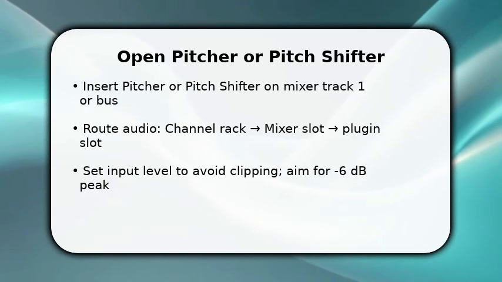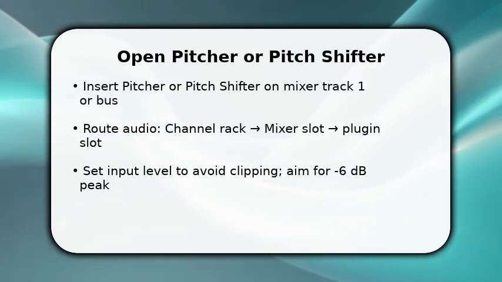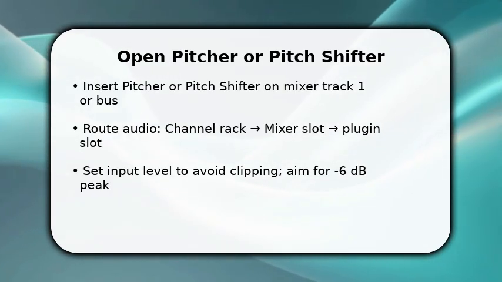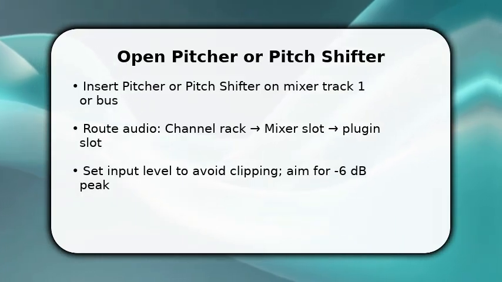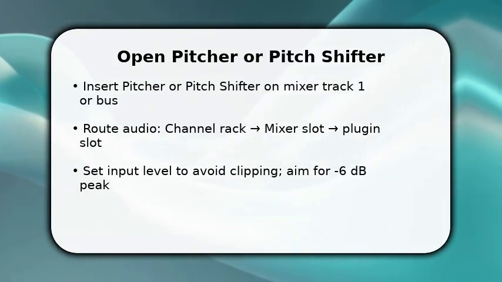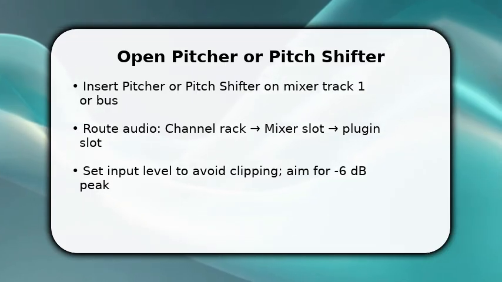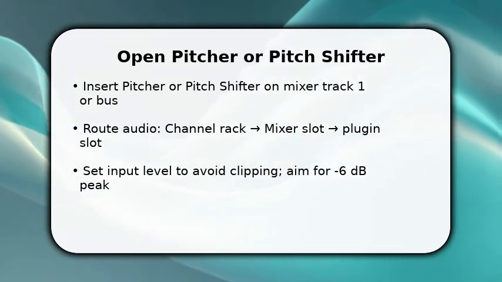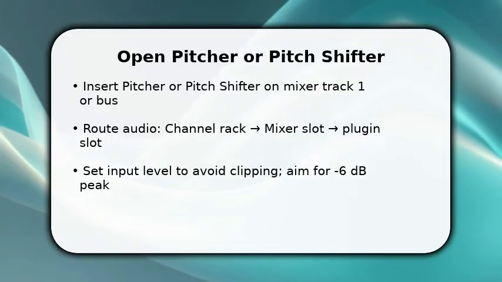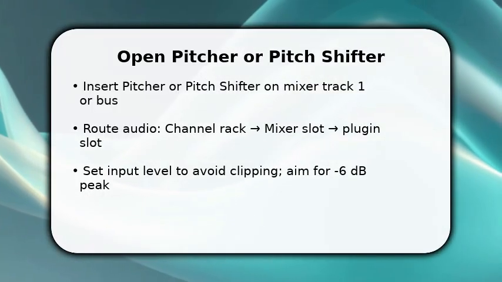You start by loading FL Studio's Pitch Shifter plugin, Pitcher for vocals or Pitch Shifter for generic audio, onto the mixer track carrying your sound. Once loaded, route the channel rack output into that mixer slot and check the input level. Make sure you're peaking around -6 dB so the effect has headroom.